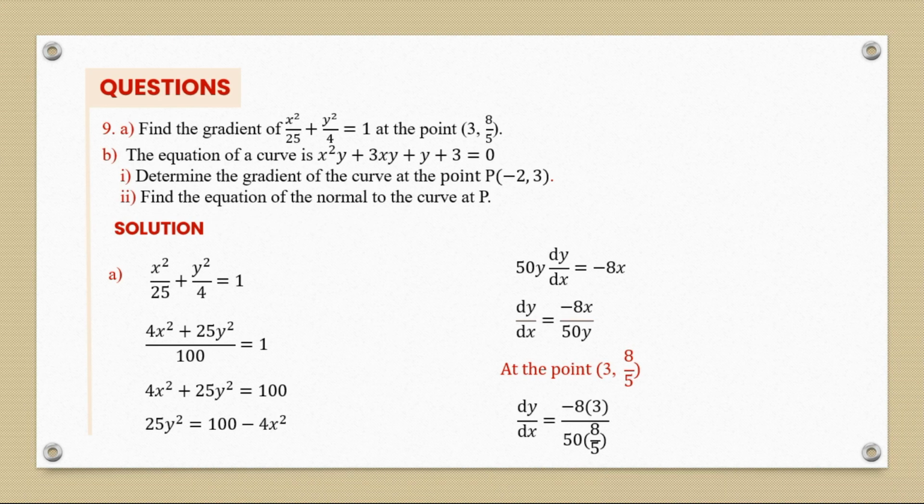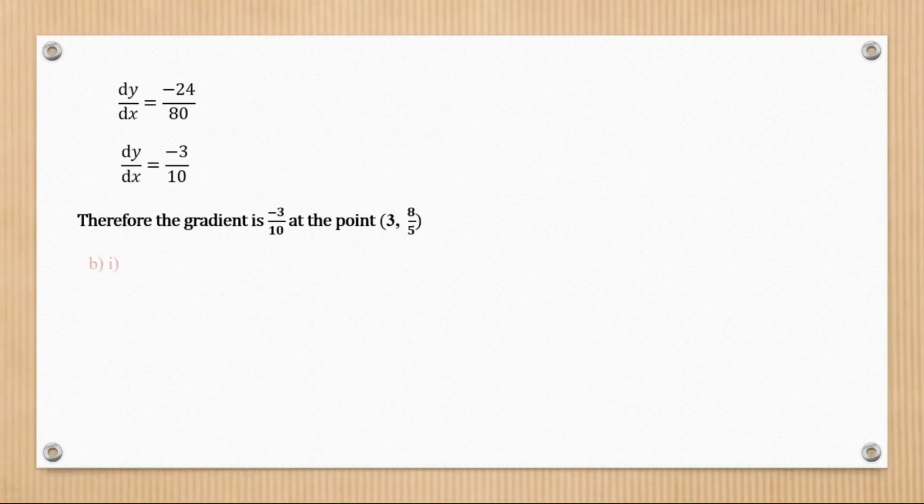In part B, we're being told that the equation of the curve is x²y + 3xy + y + 3 = 0. Determine the gradient of the curve at the point P (-2, 3). And then part B is the equation of the normal. Alright, so part B, part 1, this is the equation of the curve.